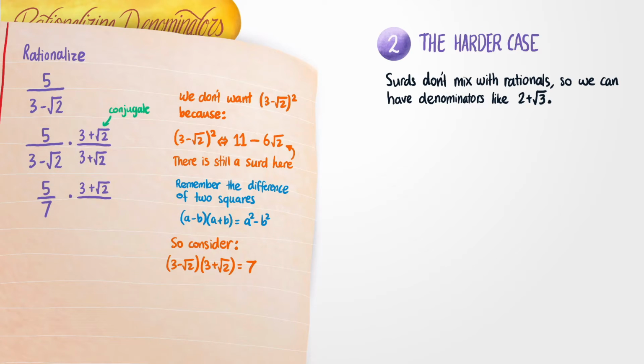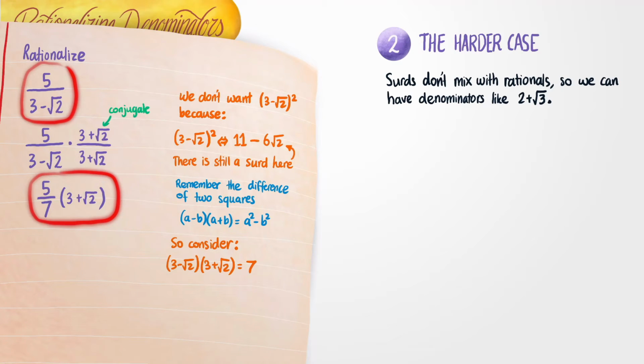But then after this, I want you to realize that we're multiplying this 5 over 7 by this 3 plus the square root of 2. So I'm going to put brackets around 3 plus the square root of 2. Now at this point, we're actually done. I want you to realize that 5 divided by 3 minus the square root of 2 is the exact same thing as 5/7 of 3 plus the square root of 2.